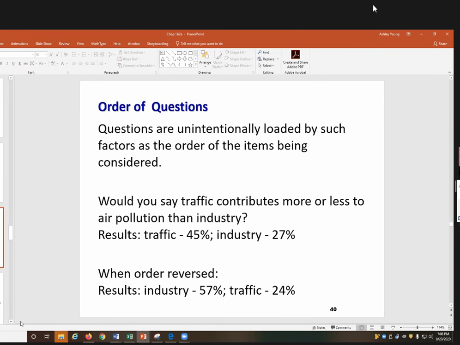Can you go ahead and read this one? Order of questions. Questions are unintentionally loaded by such factors as the order of the items considered. Would you say traffic contributes more or less to air pollution than industry? Traffic 45%, industry 27%. When order reversed, results industry 57%, traffic 24%. Right, so they totally flipped, just depending upon which one you said first. And there's no way of getting around that, right? The only thing you can do is ask half one way and ask half the other way and hope they kind of average each other out a little bit.